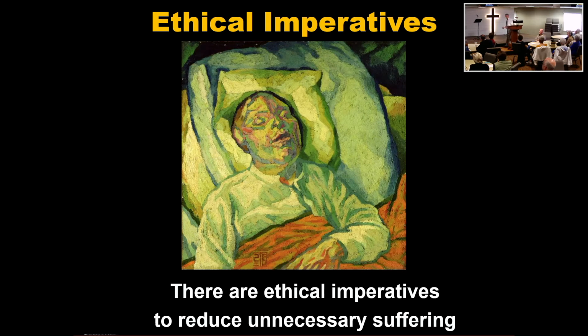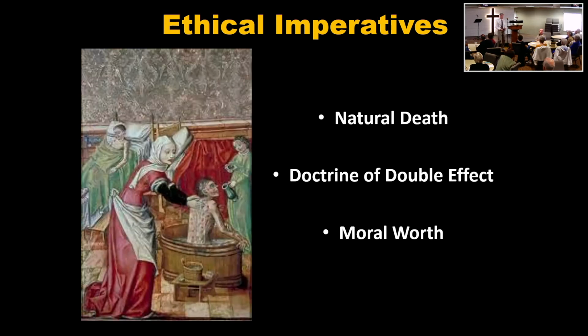So, this is sort of the immediate thing. There's sort of ethical imperatives about why you want to reduce unnecessary suffering. And there's three of them. The concept of natural death, the doctrine of double effect, and moral worth.